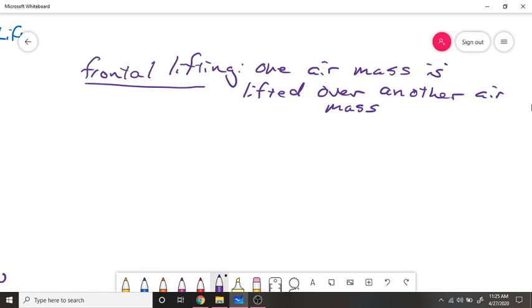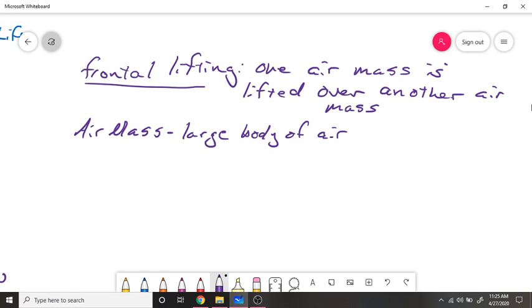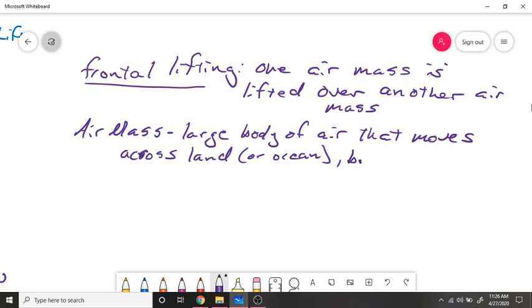What is an air mass? It's just like it sounds like. An air mass is a large body of air that moves across the land, or ocean, I guess. And it brings the weather with it.